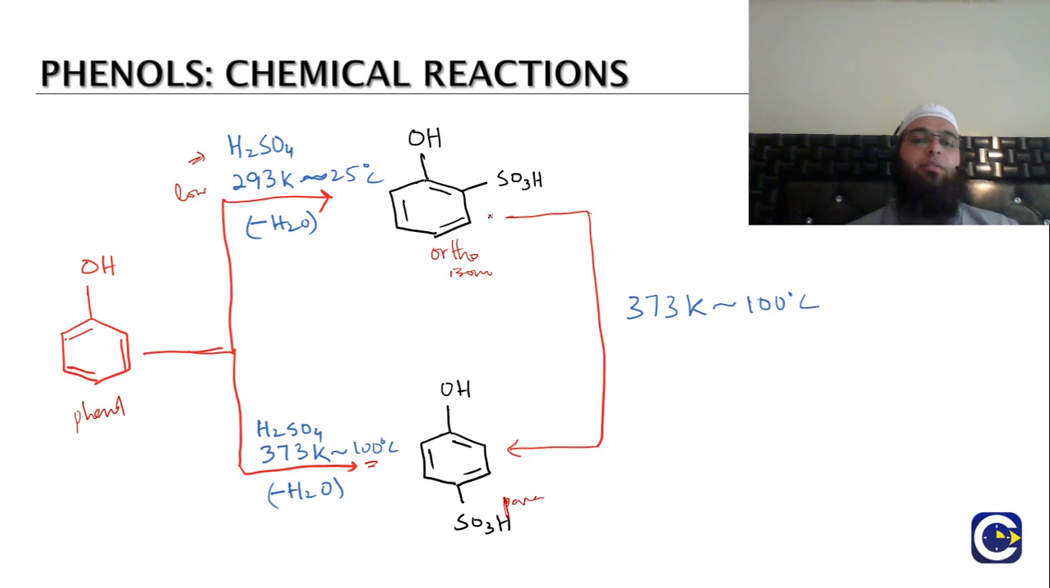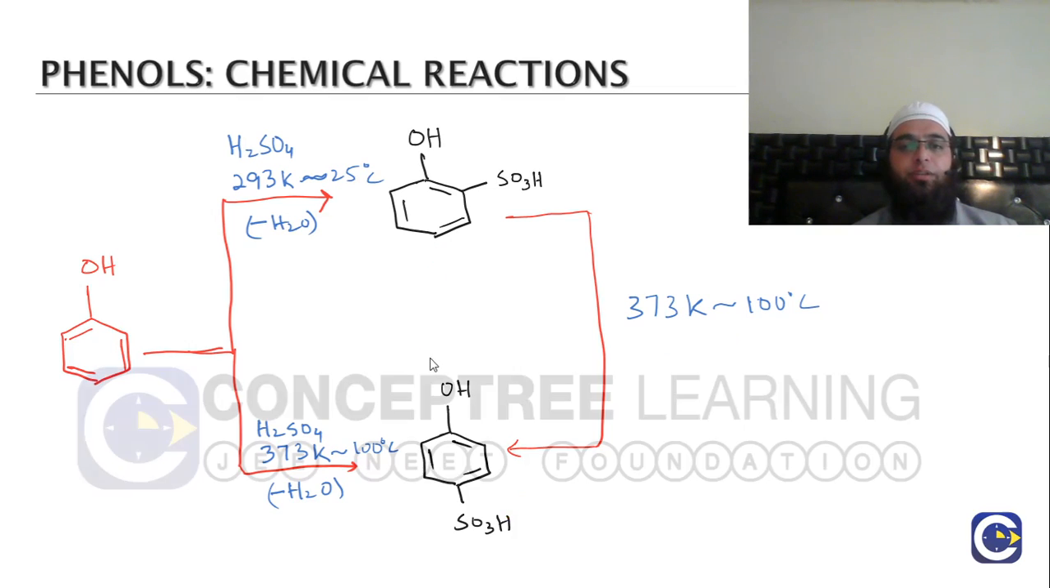And also we can convert the ortho isomer to the para isomer by just heating it at 373 Kelvin. So these are the two simple reactions for which we should remember these important points. We don't need the detailed mechanism of this reaction.